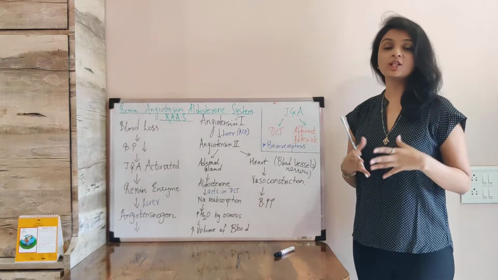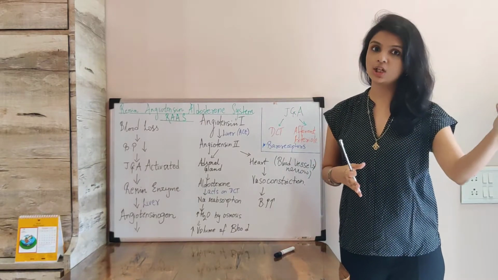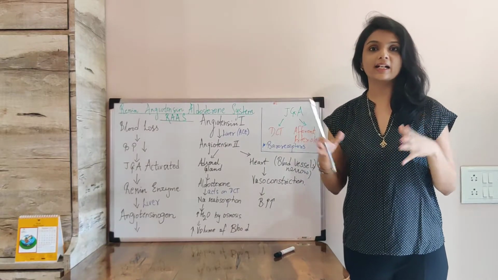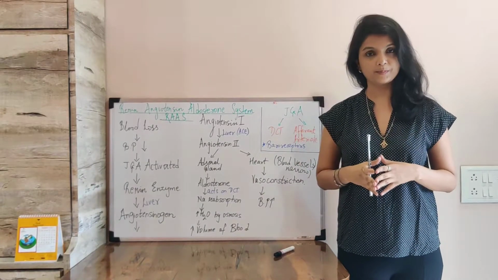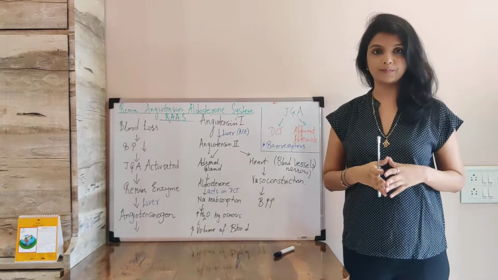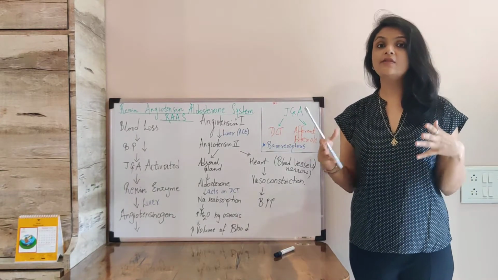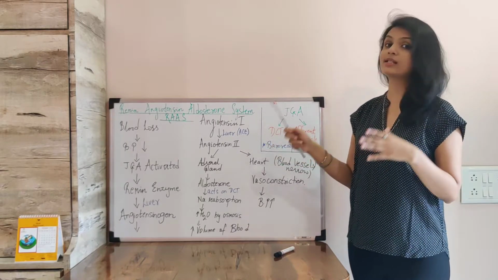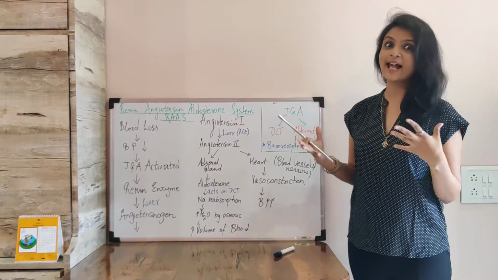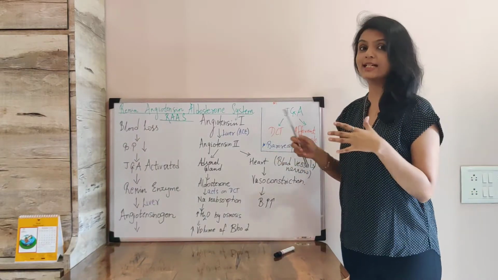Now what is this angiotensinogen? It is an inactive form. The way we have pepsinogen in the digestive system, similarly angiotensinogen is the inactive form of the enzyme which is present in our blood. This gets activated and gets converted to angiotensin 1. Angiotensin 1 further acts on the liver, and the liver cells produce the enzyme known as angiotensin converting enzyme. This ACE, or angiotensin converting enzyme, converts angiotensin 1 into angiotensin 2.